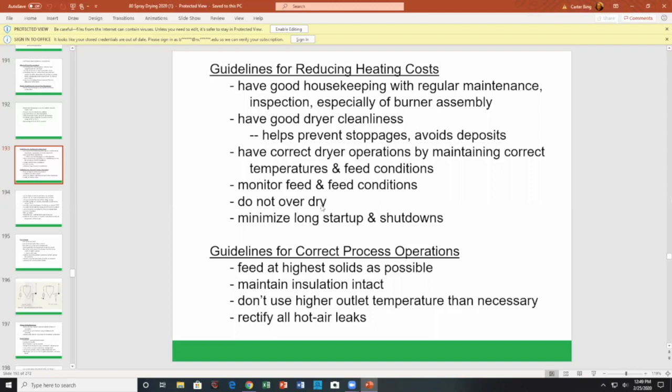You don't want to over dry. Very important. You've got a spec for the moisture content leaving the dryer. Don't give more than desired. Minimize long startups and shutdowns. Guidelines for correct process operations: feed at the highest possible solids. Maintain insulation intact. Do not use higher outlet temperatures than necessary. Rectify all hot air leaks.